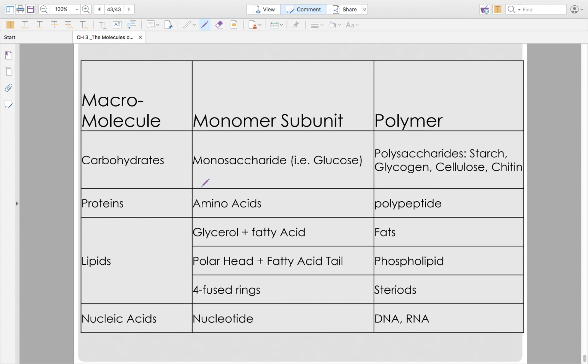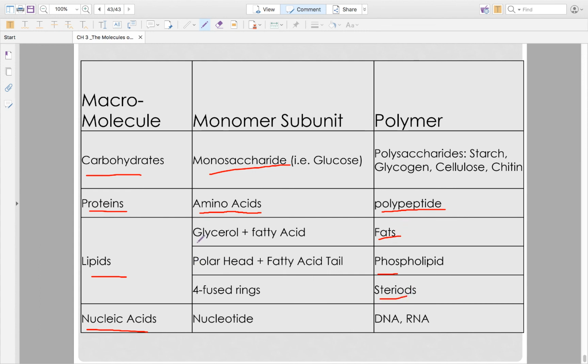All right, so let's kind of recap and wrap this chapter up. In regards to the 4 macromolecules that are essential for life, that would be our carbs, proteins, lipids, and your nucleic acids. The monomer subunit of carbohydrates, monosaccharides. The polysaccharides that are most common, starch, glycogen, cellulose, chitin. Proteins, the monomer subunit for proteins, amino acids. The polymer is polypeptide. Okay, for lipids, there's 3 primary categories. Technically, they're not polymers, but you get what I mean. The category of lipids has fats, phospholipids, steroids.